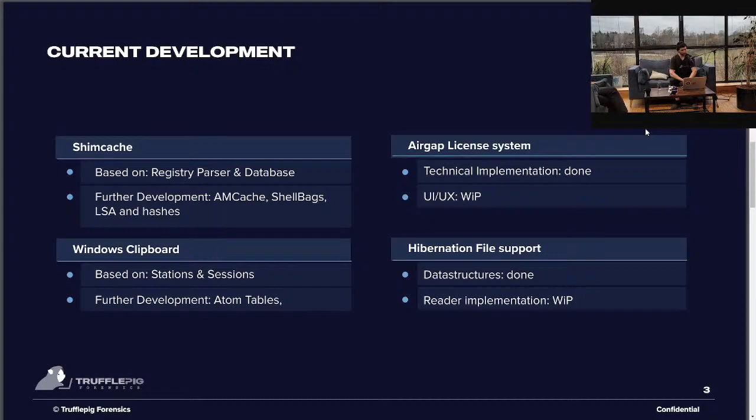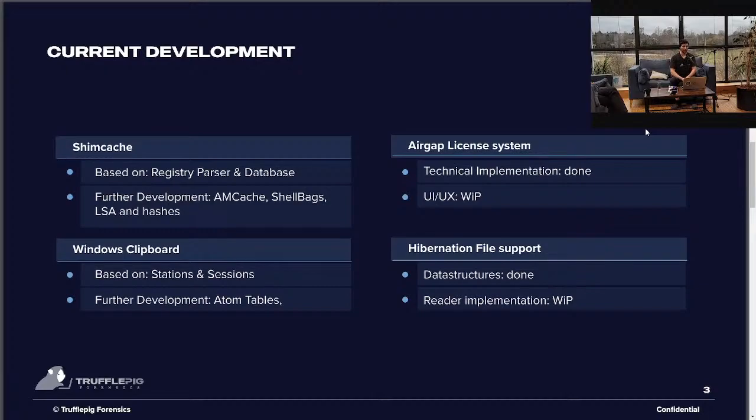Yeah, for the Windows clipboard, we have a first proof of concept working. It was necessary to first get stations and sessions, which are already in 1.1. And we will improve accessibility of them and integration into the front end in general, or in the infrastructure. And of course, then the clipboard and other artifacts, like, for example, atom tables, and more GUI artifacts, for some reason, they're cut out of the presentation.